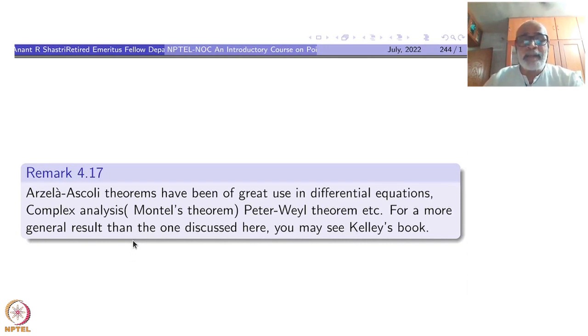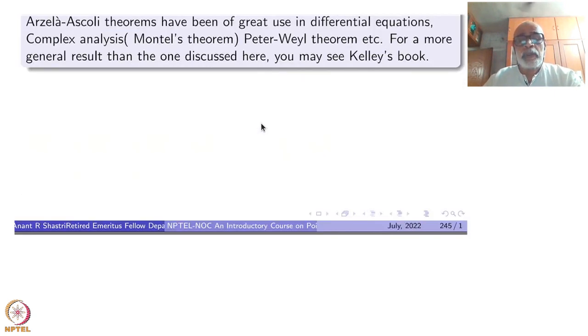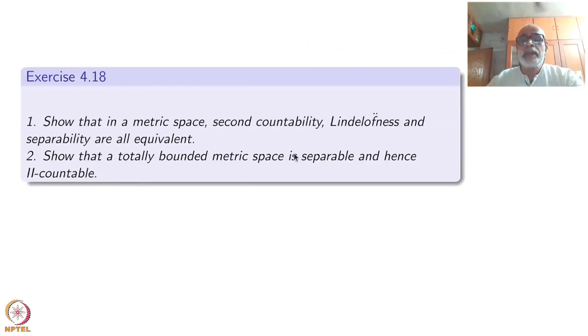For a more general result than the one discussed here, you may see Kelley's book, which we have been referring to all the time. All right, so here are some easy exercises for you. Show that for a metric space, second countability, Lindelofness, and separability are all equivalent. The second exercise: show that a totally bounded metric space is separable and hence second countable. So you see how different concepts are related, of course, only when you are working with metric spaces.